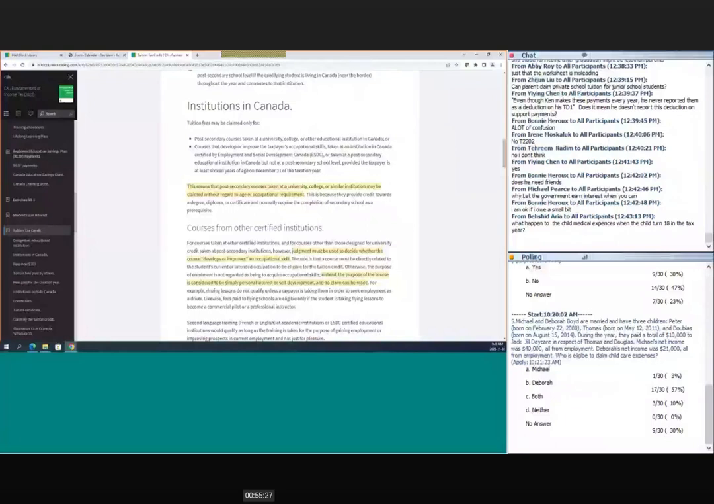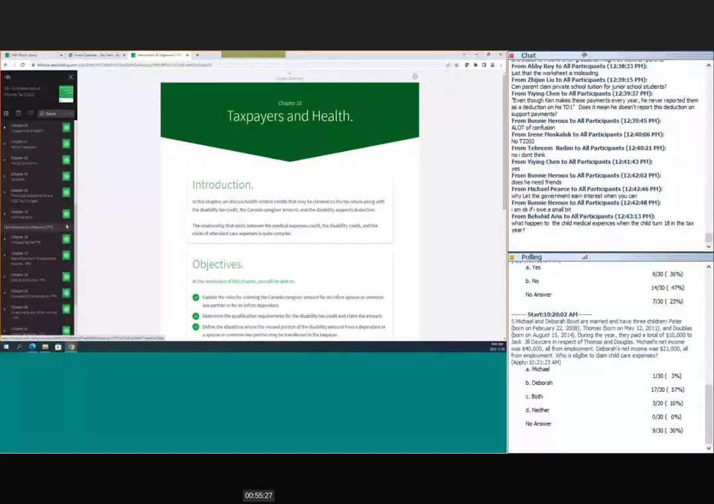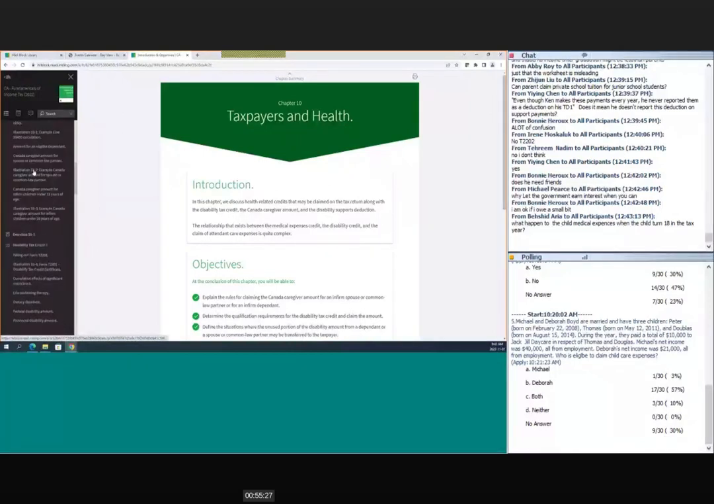So another question here: what happens to the child's medical expenses when the child turns 18 in the year? Well, what is their age at the end of the year? So I guess the year that they turn 18, then you would claim it. I guess you could claim it because they're 18 part of the year. So maybe go into the 19th year. Let's just see what it says about that. Let's go back to our chapter on health again, and here we go. Let's open this up and look at making the claim for medical expenses.